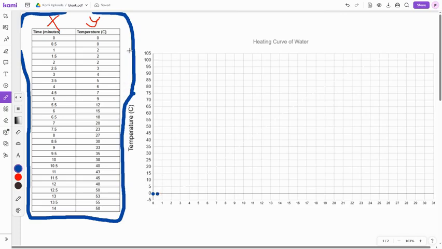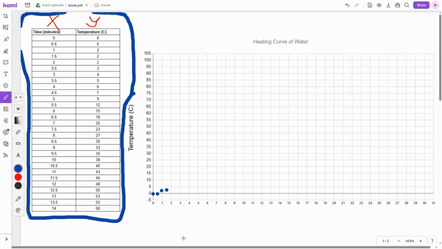I'm going to do 2 more points just to show you the process. Next point, we have 1 minute and temperature of 2. So we'll go to 1 minute on the x-axis, and I'll estimate 2 as right about here. One more point, we have 1.5 minutes and a temperature again of 2. So I'll go to 1.5 on the x-axis between 1 and 2, and I'll go up to 2 on the y-axis.